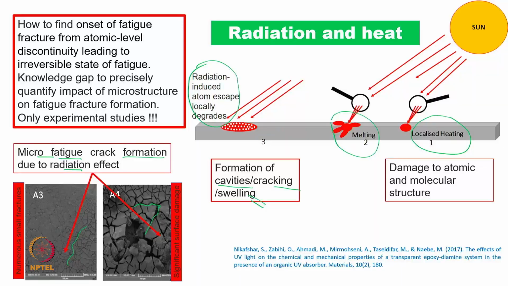So, the overall aim of this course is to understand how to find the onset of fatigue fracture, from atomic level discontinuity, because at the atomic level we know that discontinuities will be there, to irreversible fatigue. Like within the elastic limit, it is a reversible load and unload, and it will remain in a reversible condition. But once a crack has initiated and started propagating, then it will turn out to be an irreversible state of fatigue, and we really need to keep a check on that.